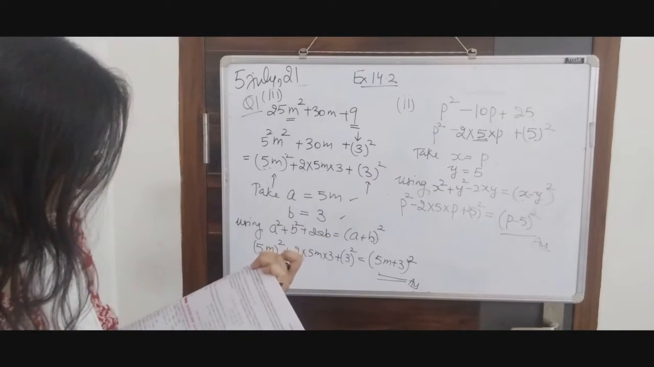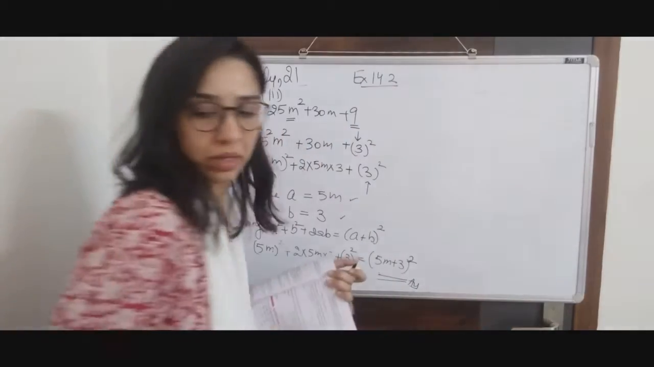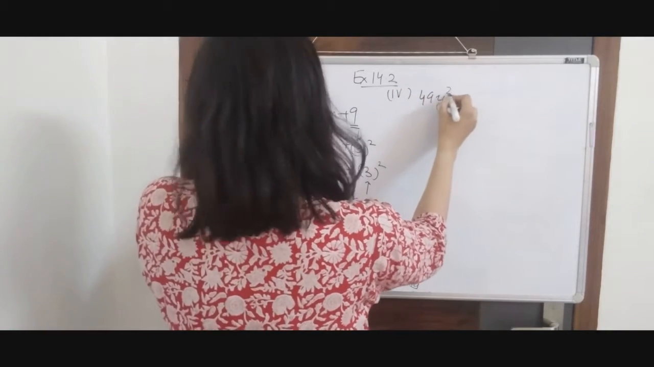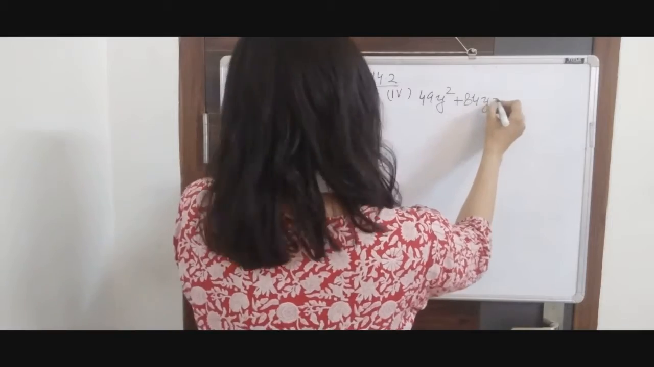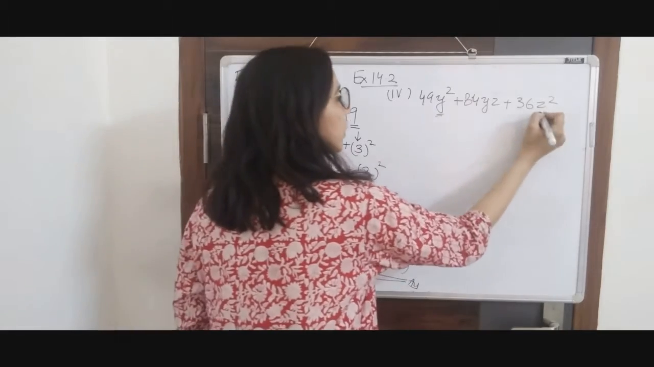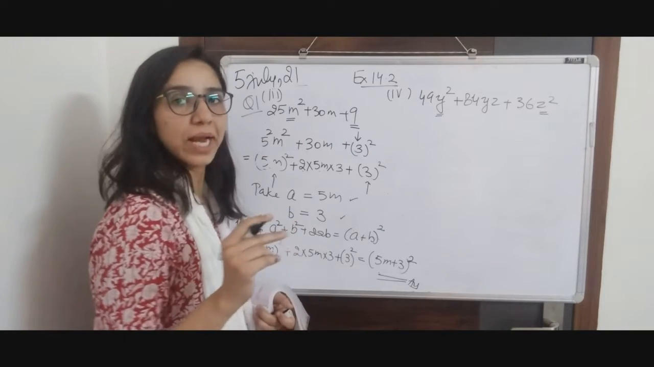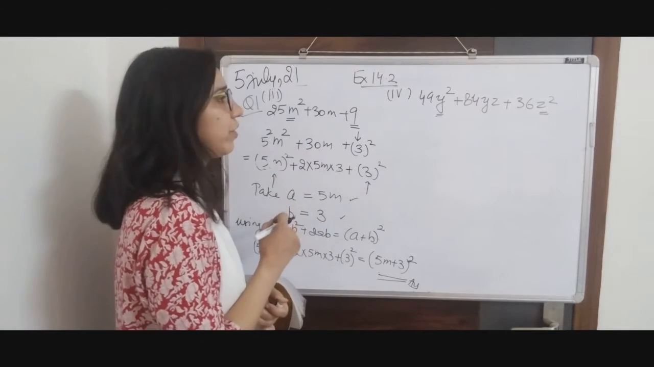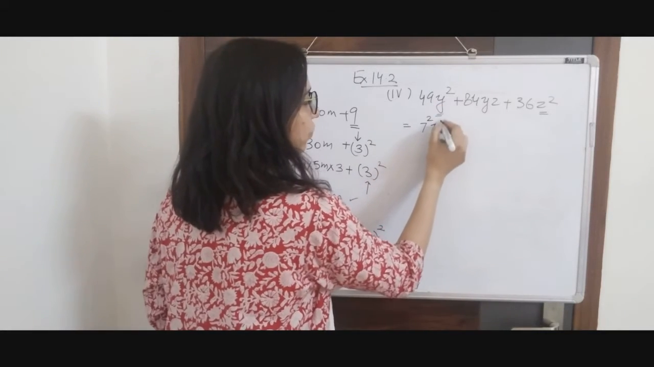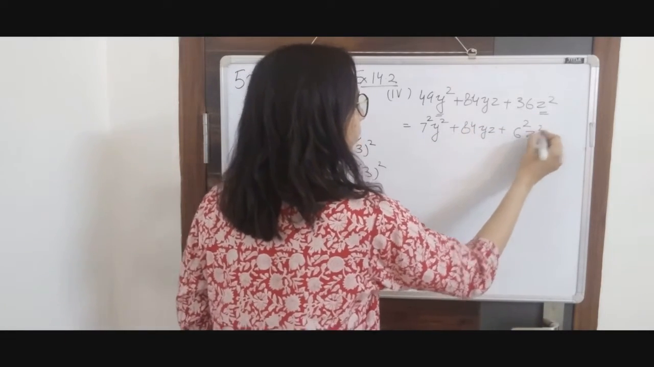Next is our part 4. In part 4 we have 49y square plus 84yz plus 36z square. So we can see that there is square here, there is square here. So these terms should be square. If it is not square, we will be doing those questions also, but we will check if we can make it square. So it is 7 square, y square. We will write it as it is, yz, and this is 6 square, z square.